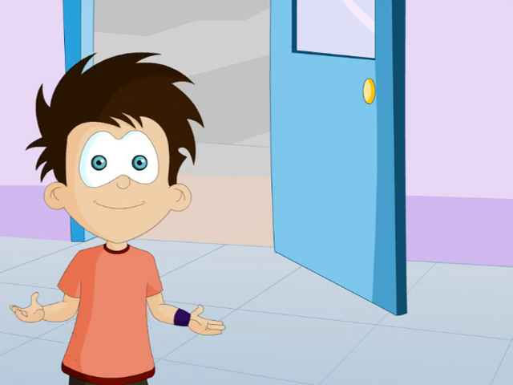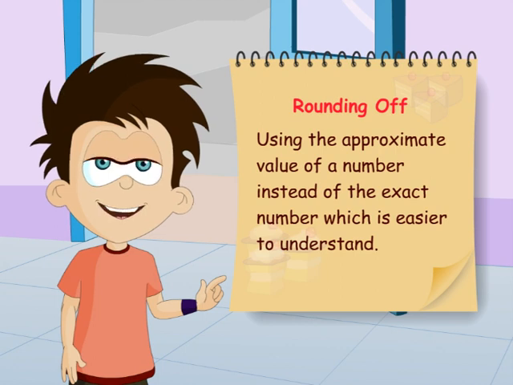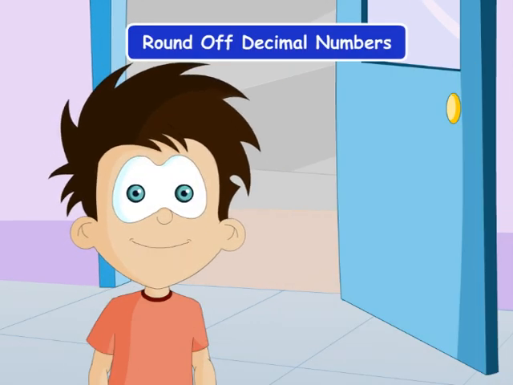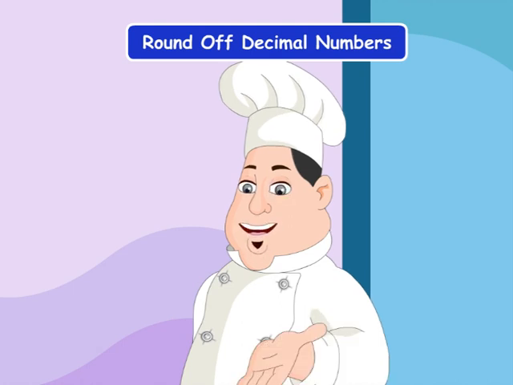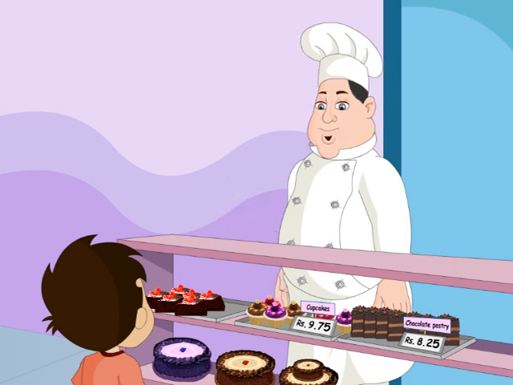Rounding of numbers? I know what that is. Sometimes we use approximate values of numbers instead of exact ones to make things easier to understand. But these are decimal numbers. Can we round off decimals too? Of course you can. You can easily round off decimal numbers to their nearest whole numbers or to any place value you want. Let me show you how.